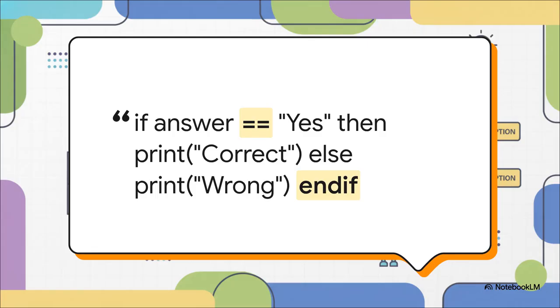Now, let's look at this example really closely, because this is exactly how you'll see it written in your exam. See that bit that says answer equals yes? That double equal sign, it is so important. This is a classic trap where students lose marks. A single equal sign is for assigning a value to a variable, but a double equal sign is for comparison. It's for asking, are these two things the same? Don't get them mixed up.